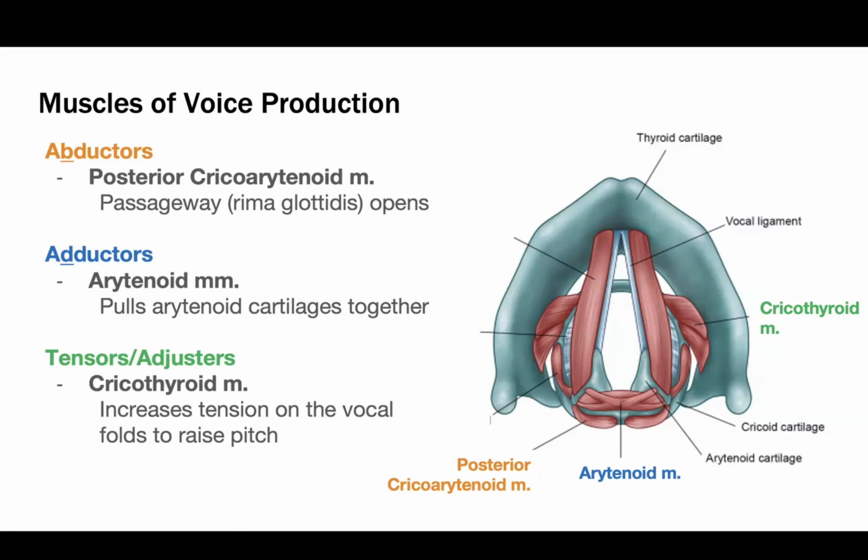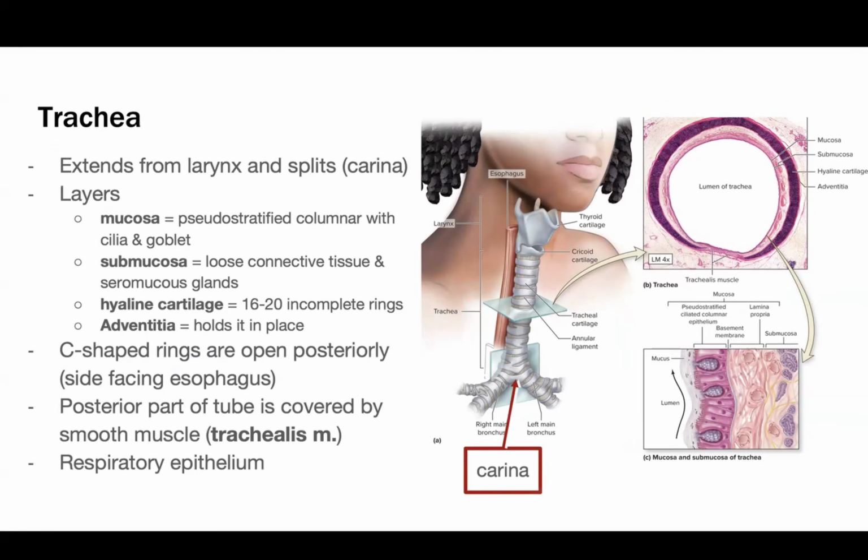All of these muscles are innervated by a branch of cranial nerve 10, aka the vagus. Down we go into the lower respiratory tract. Now that we're past the cricoid cartilage, we're now in the trachea. The trachea extends inferiorly from the larynx and eventually splits into 2 main bronchi at the carina.